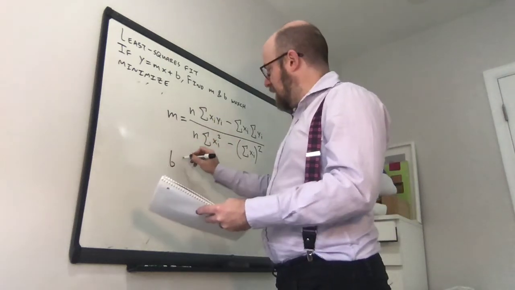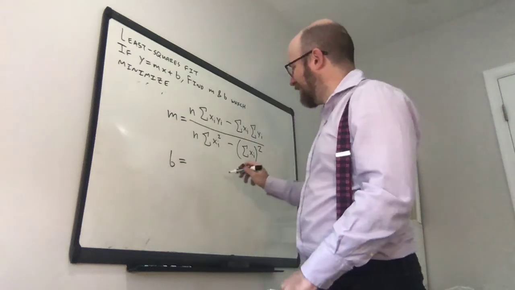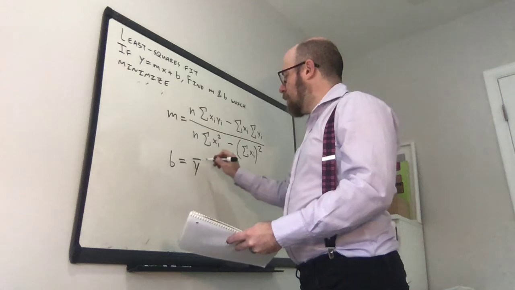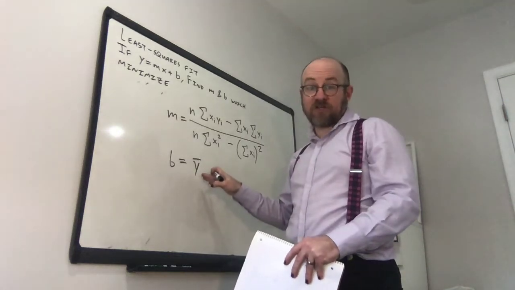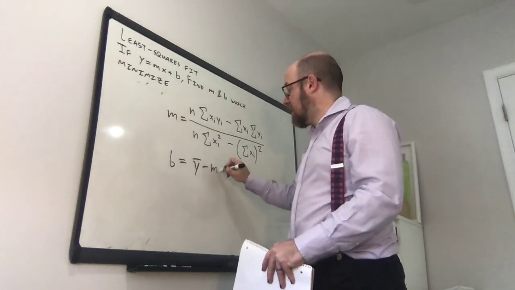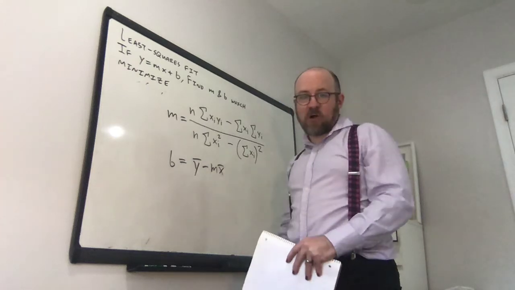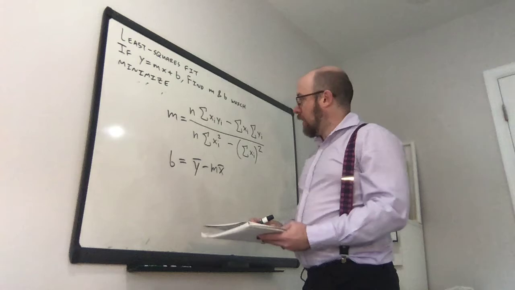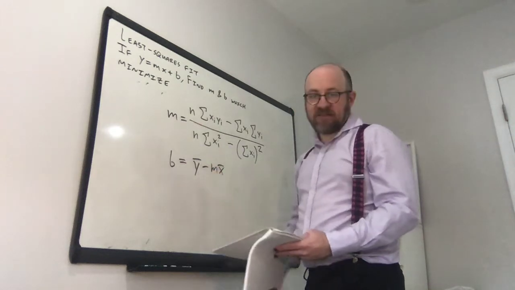b then is pretty easy to find. To find b, you just take y bar, which remember was the average of all the y values, minus m times x bar. And that'll tell you what b is. So once you've got m, b is pretty easy to find.